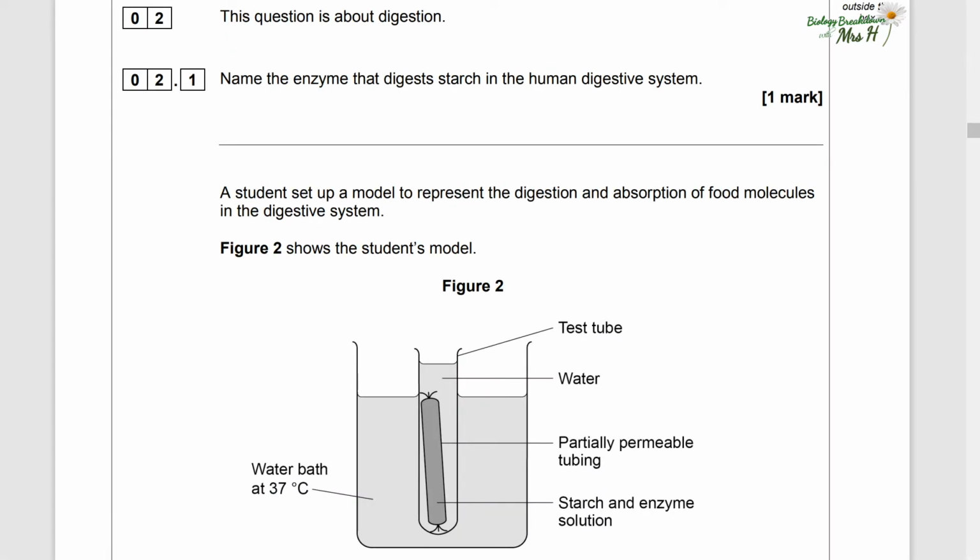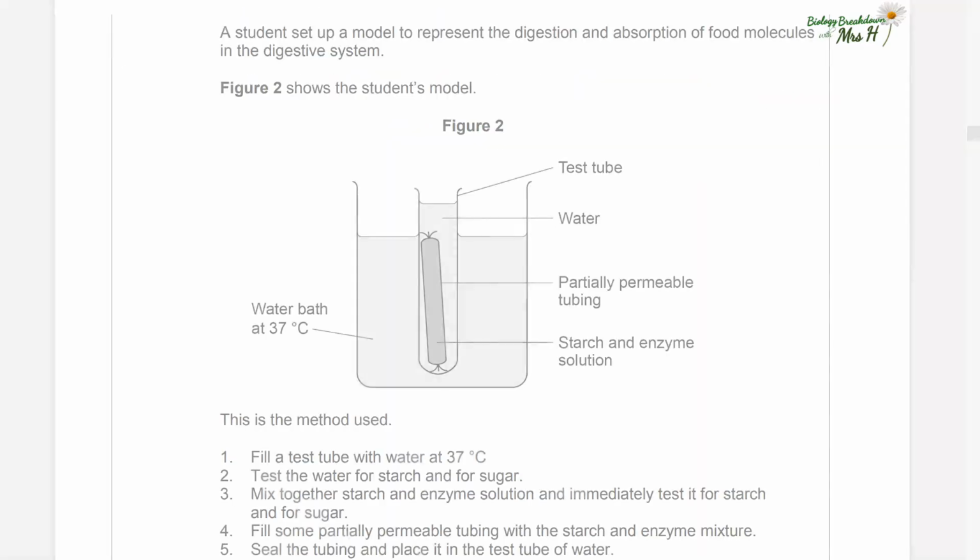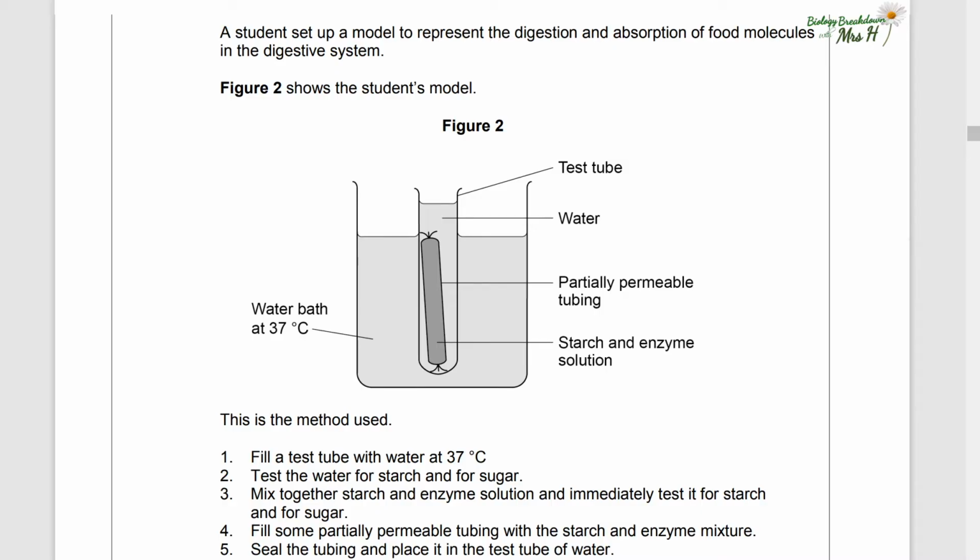Number 2, this question is about digestion. Name the enzyme that digests starch in the human digestive system, and that is amylase. A student set up a model to represent the digestion and absorption of food molecules in the digestive system. Figure 2 shows the student's model.